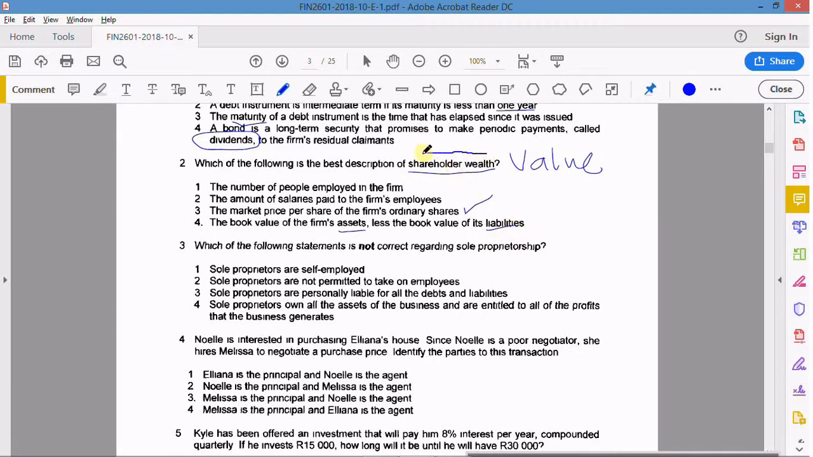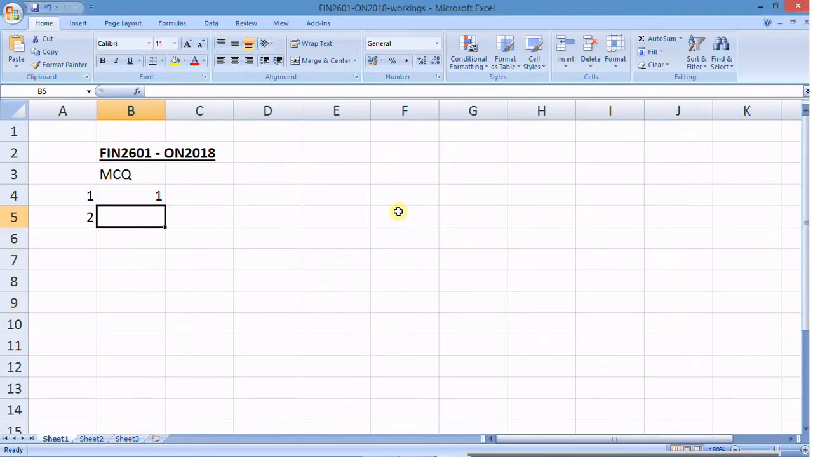If we're looking at shareholder wealth, a better measure would be the market price, because what do those shareholders hold? The equity in the business. Book value of the assets, so assets minus liabilities, would be net asset value. Net asset value is just the assets minus liabilities. So 3 and 4 are good in terms of value considerations, but because we look at shareholder wealth, shareholders would want the value of the firm to increase. So 3.